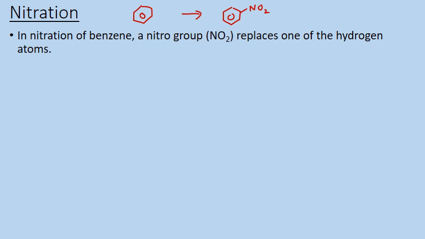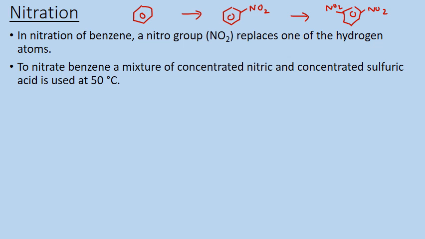And remember, we'll only do one substitution at a time. It would be fair game in the exam for them to then do a second step and have a second nitro. So that's what I meant by only one at a time. We could see multiple steps, but it will only ever be one at a time. So that's nitration: replacing a H with an NO2.